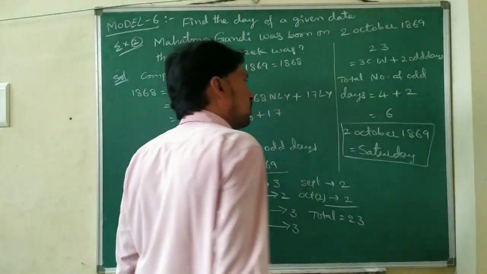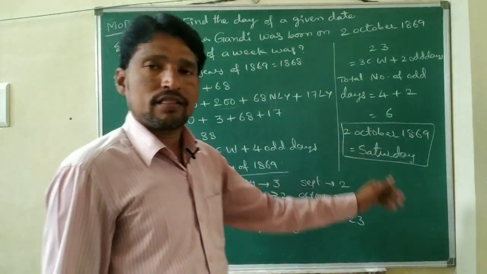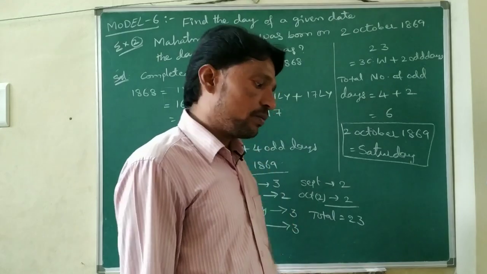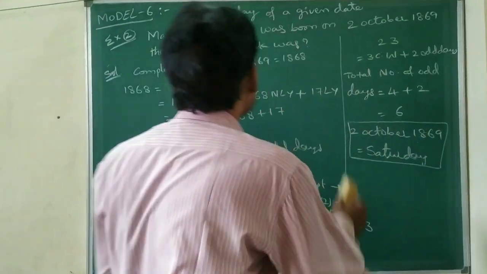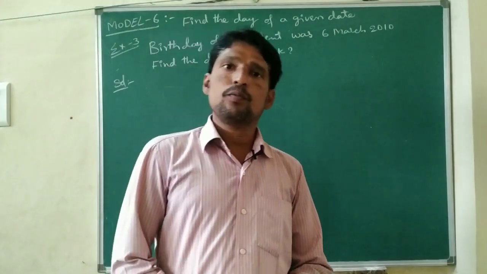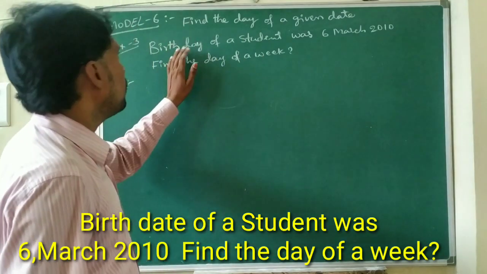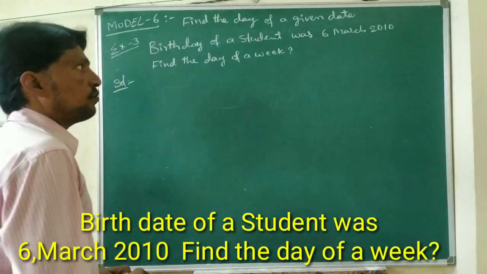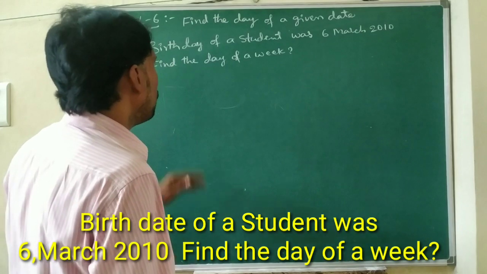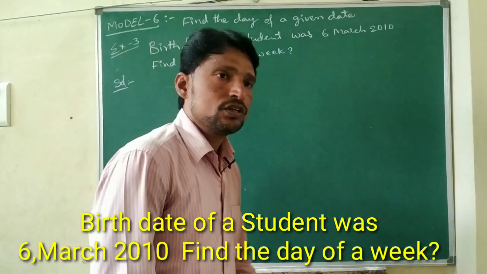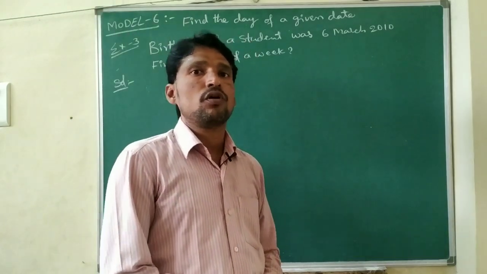So Mahatma Gandhi, which day was he born? On Saturday he was born. Next, one more example. Example number 3. Birthday of a student was 6th March 2010. Find the day of the week. So which day was the student born?